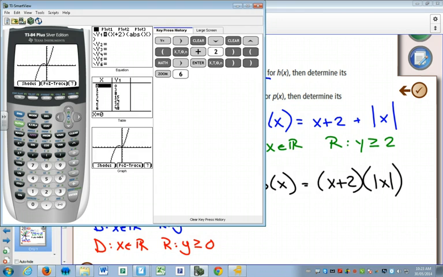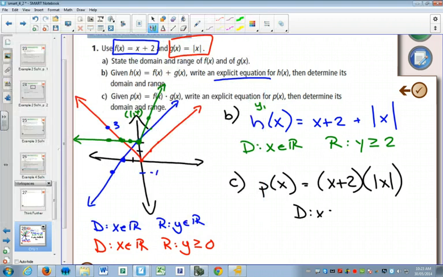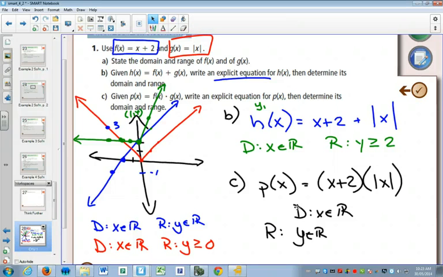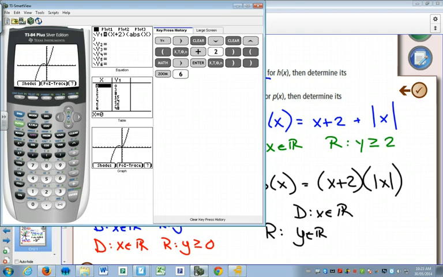Now looking at that, can you see that it goes up forever and down forever? Can you see it goes to the left forever and to the right forever? So our domain and range will both be everything. Not so easy just to take those graphs. If we were multiplying values, we'd be taking a lot of time to do a lot of points. And so here is an example of where the graphing calculator is a lot nicer than doing it by hand, because you get the answer right away.